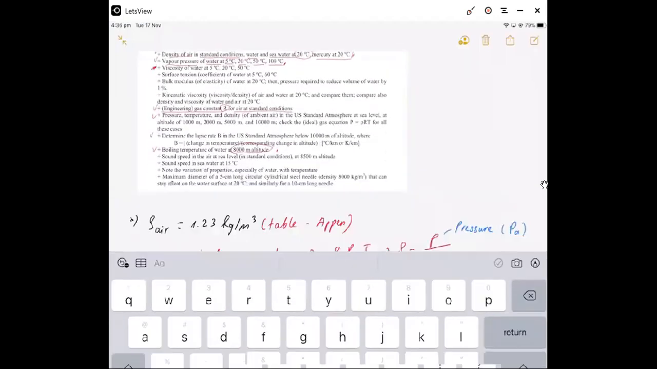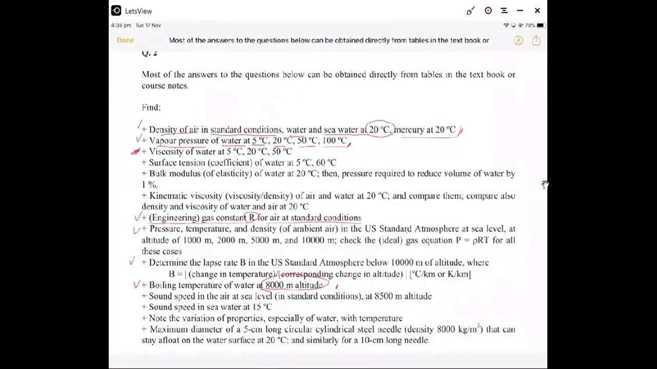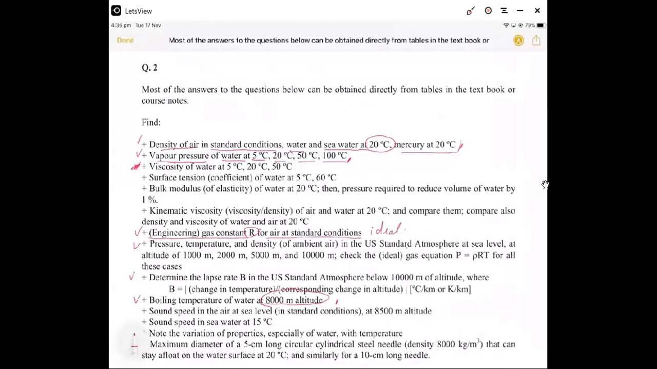So gas constant, you use in the ideal gas equation, and you got this one in question 1. I mentioned the ideal gas equation in question 1 already. Gas constant from the table for air is 287 joule per kilogram Kelvin.